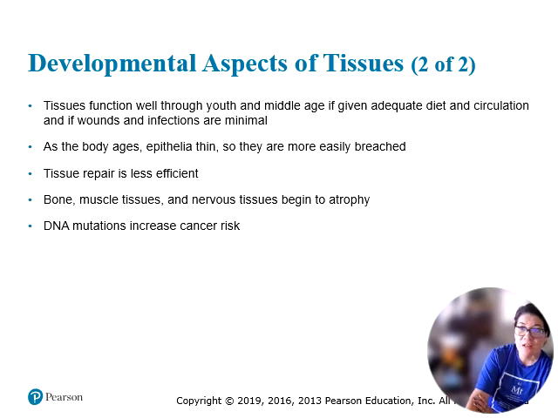So usually when you're young, your tissues function really well, and then as you age, they start to function less well. You're not repairing them as well. Your bones and muscles and nervous tissue atrophy. You're more at risk for cancer, so things start to break down as you get older.